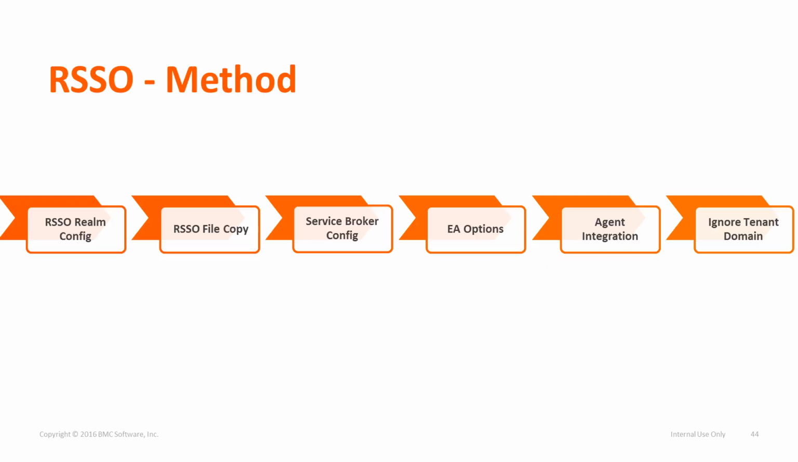To set it all up, we first start out with our realm configuration. Once we have a realm configured, we move on to copy over the required RSSO files. Then we have to update the Service Broker configuration, and then we move on to EA options, followed by the agent integration, and finally setting it up to ignore the tenant domain.